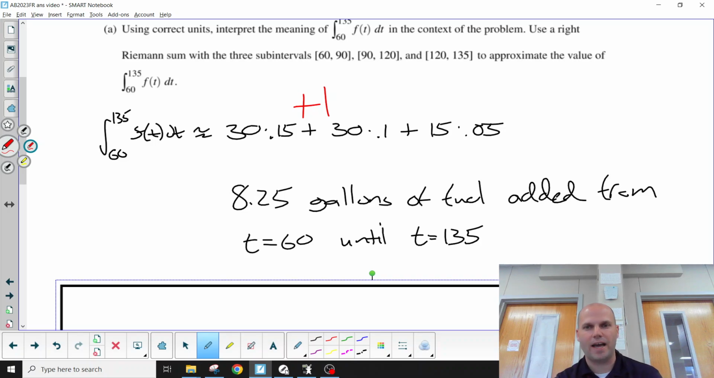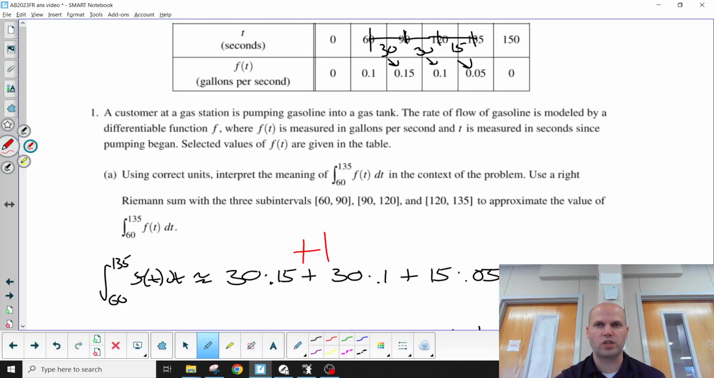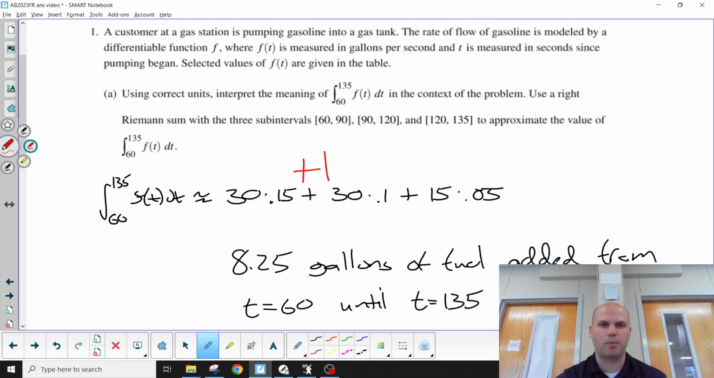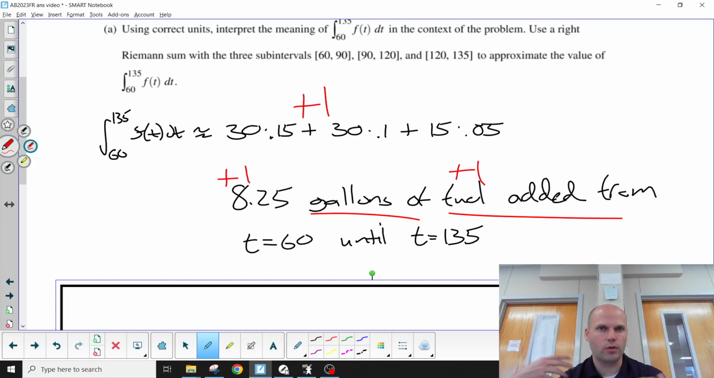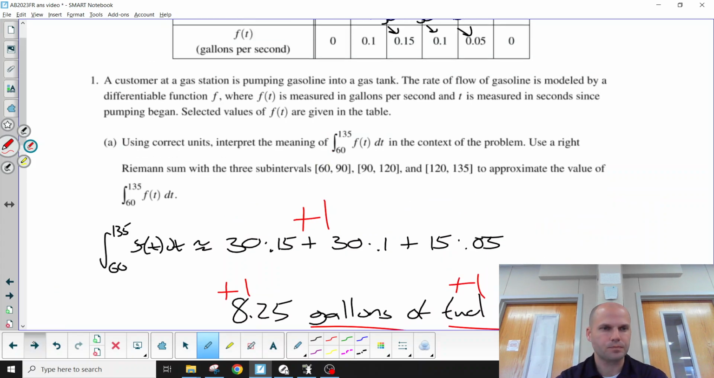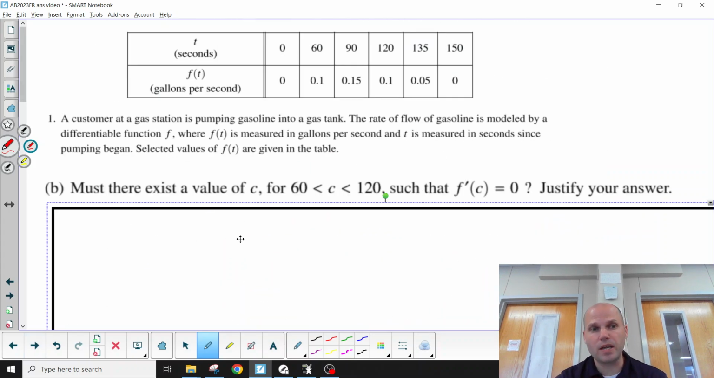So if you used a couple extra values, maybe you went all the way from 0 to 150, and you had more than 8.25, you included a 60 by 0.1, they'd still give you a point if you knew how to take a right Riemann sum. If you used all of the correct values, you get the value, that is worth a point. And then units of fuel added, or the total gallons flowed, that'd be 1 point. So 3 points total.